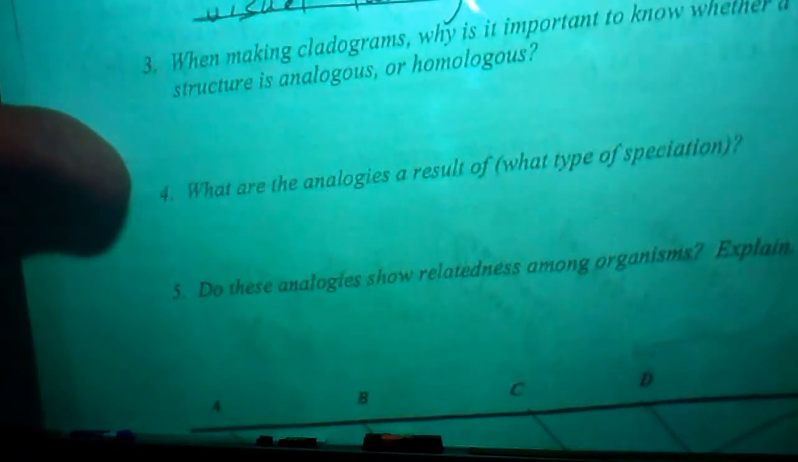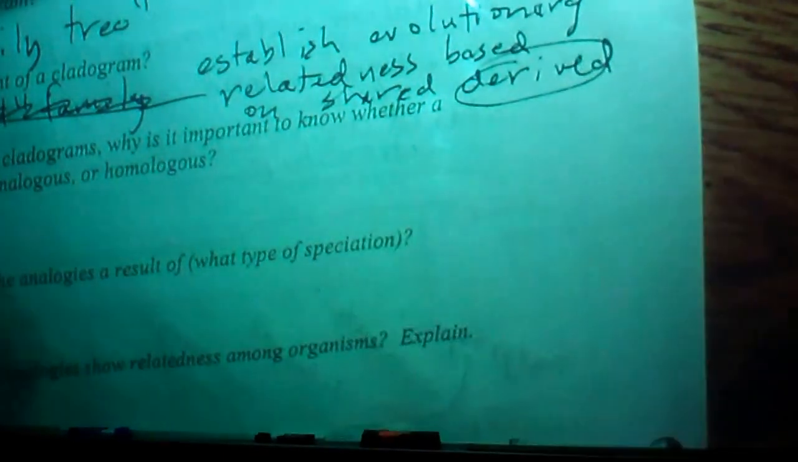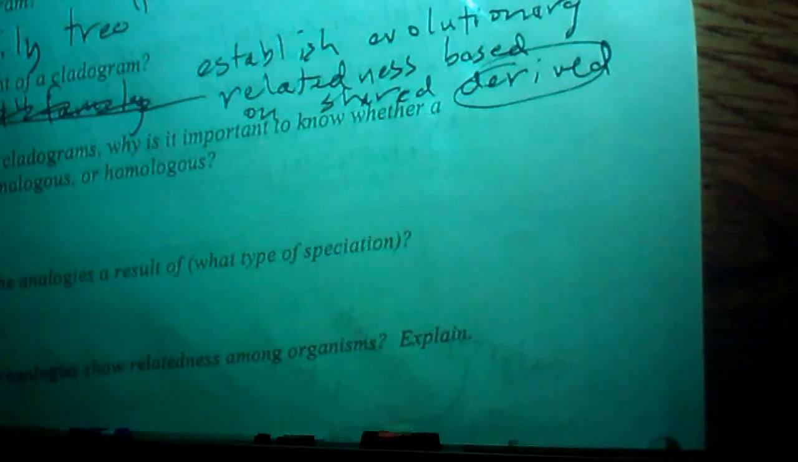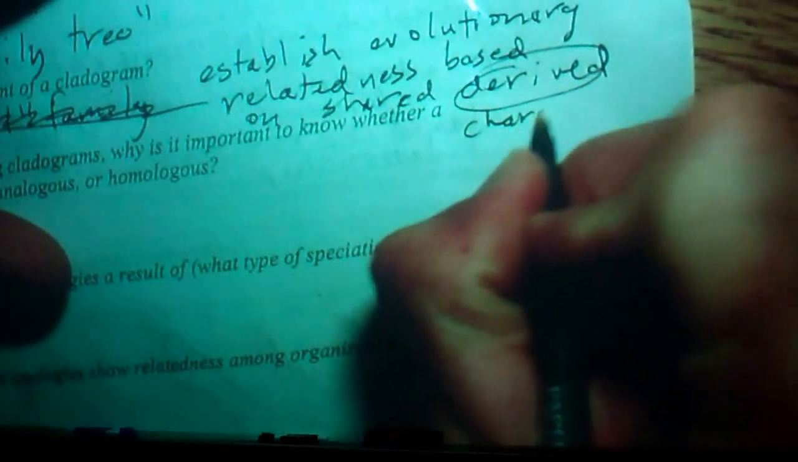The point of the cladogram is to establish evolutionary relatedness again. So I'm going to get rid of this, put this off to the side a little bit more. The point of it is to establish evolutionary relatedness based on shared, derived, and it has to be derived. If you don't have a trait, if it's not derived, meaning it's not homologous, it doesn't have the same common ancestry, you can't use those characteristics for the phylogeny or that cladogram because it's not related. On shared, derived characteristics or traits.